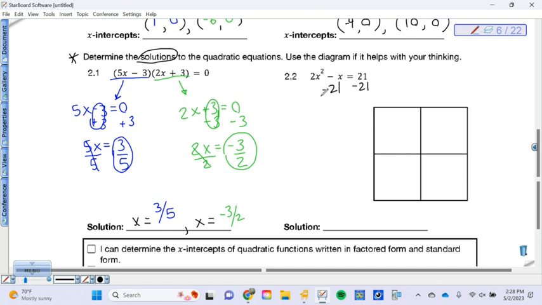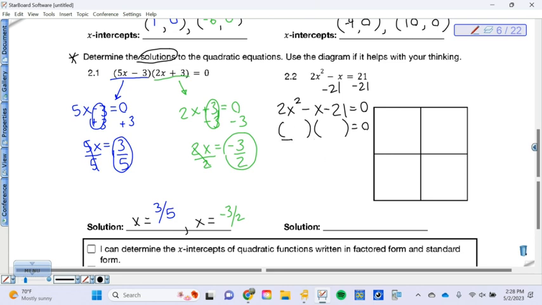Does that mean I take 2 minus 21? No, those aren't like terms. So I have 2x squared minus x minus 21 equals 0. Now this is in standard form, right? So what's my next step got to be? Factor.